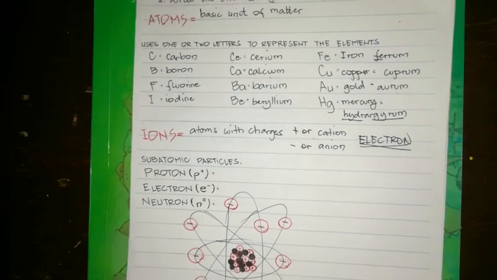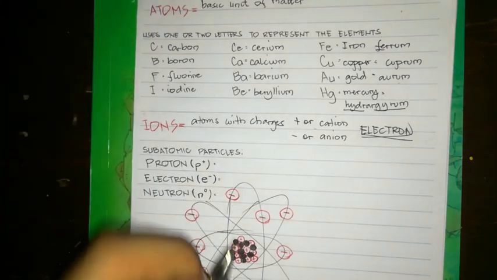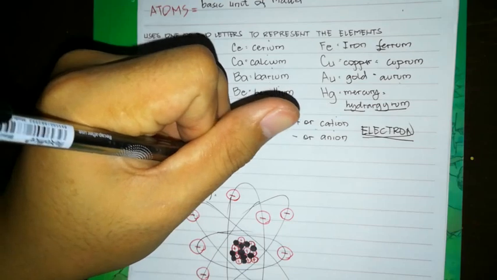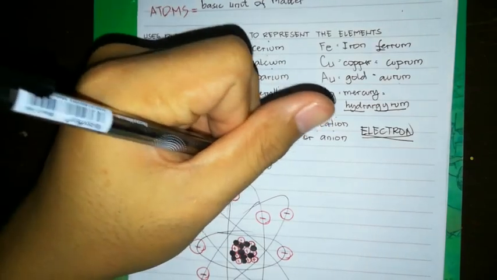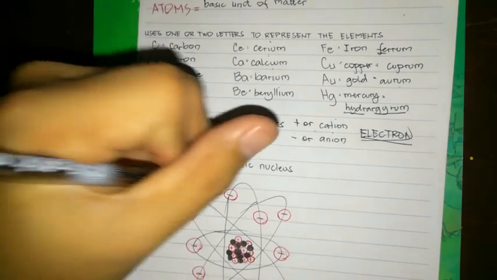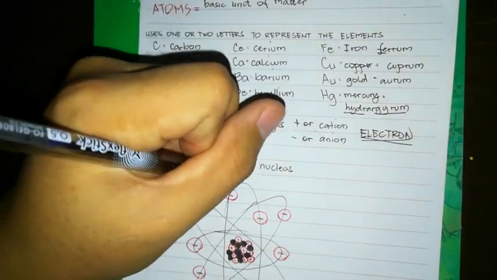So, the proton, here, can be found at the atomic nucleus. It is inside the nucleus, whereas the electron is outside of the nucleus.